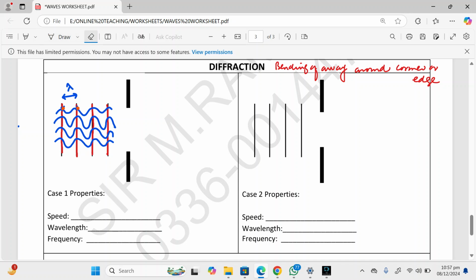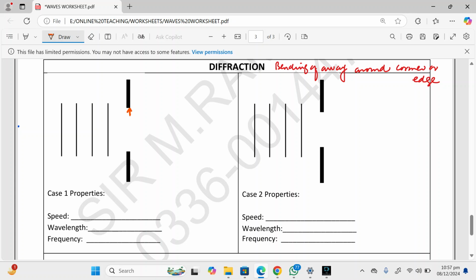Now I have to show how the wavelength is related to the gap. In the first situation, case number one, the gap size through which the wave has to pass is very big as compared to the wavelength. But in the next case, the gap size is bigger than the wavelength.